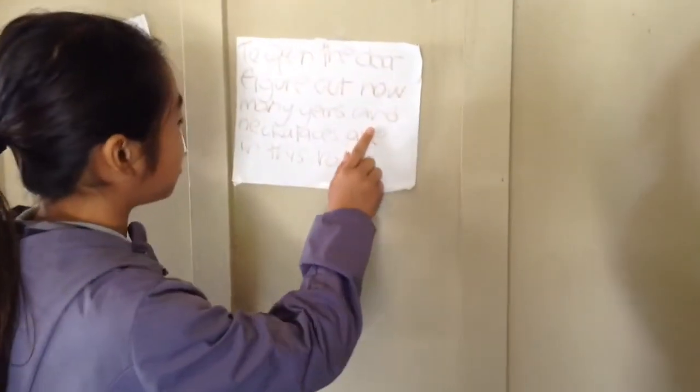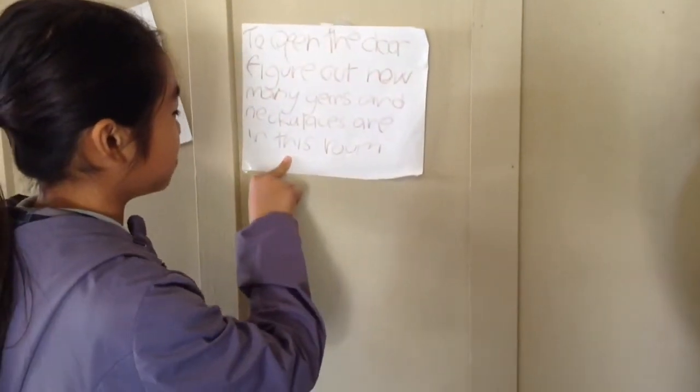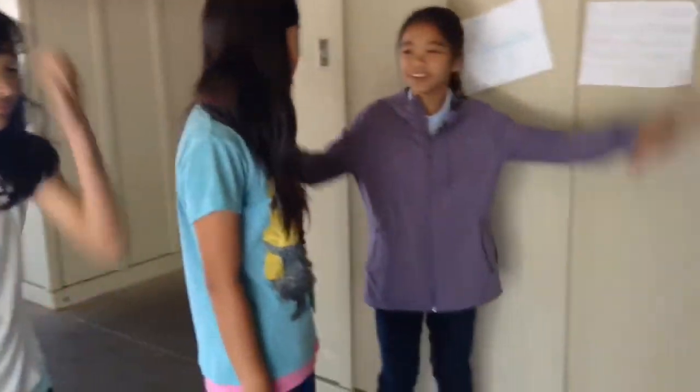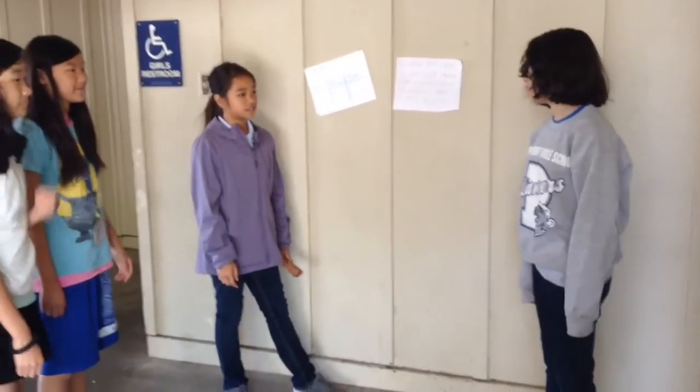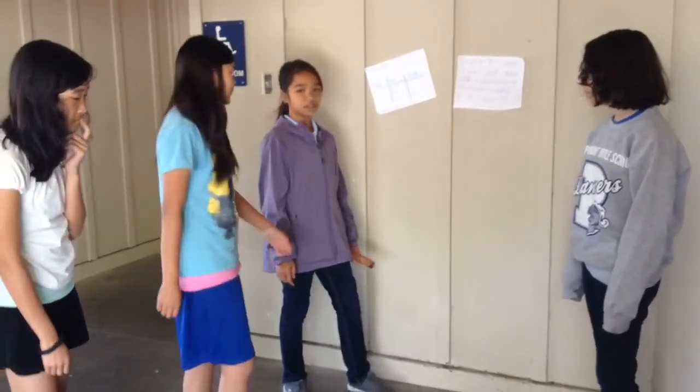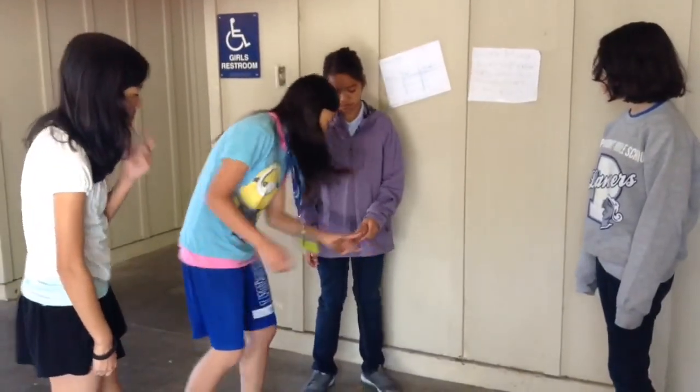Figure out how many gems and necklaces are in this room. But the old man took them all. I don't care. Figure it out. What are we gonna do? At least give us a hint. Fine. There are 10 more necklaces than gems. How about we do try to figure it out?